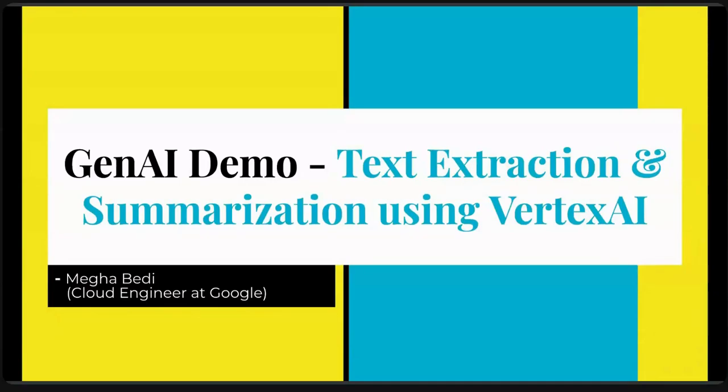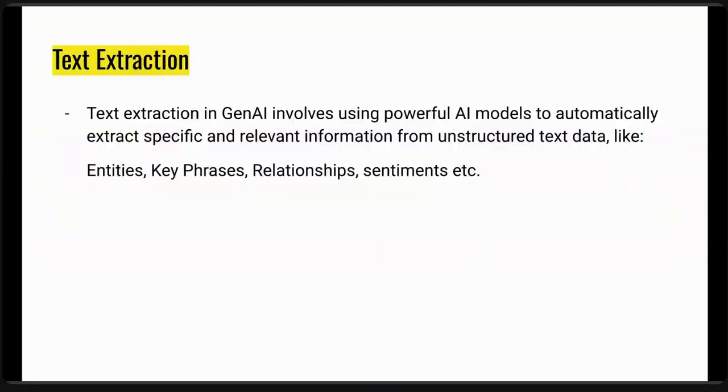Now, before going into the demo, let's briefly understand what text extraction and summarization is. Text extraction uses AI to identify and extract specific information from unstructured text data, for example, your articles and reports. Think of it as pinpointing key details, like what are the names involved in the article, what are the dates, what are the important keywords, and finally structuring them.